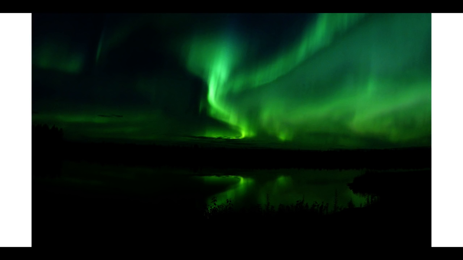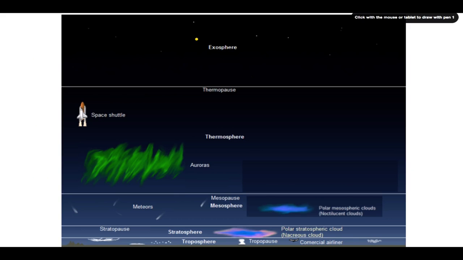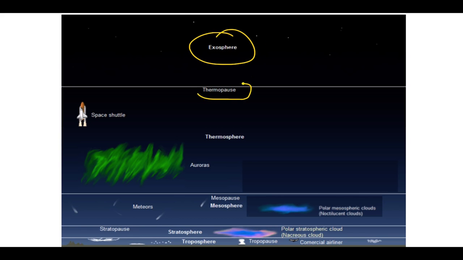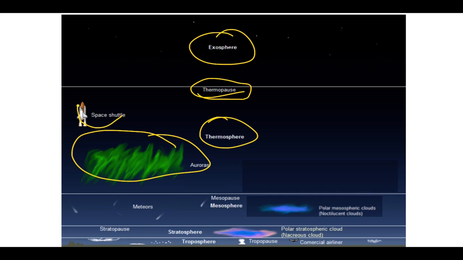So these are the beautiful lights. They are called aurora borealis. They are also called northern lights. Obviously they are also found in the south, where they are called aurora australis. They are found in very high latitudes. This layer is called the exosphere. So you can see the emptiness of space. Thermopause is this layer. This is the thermosphere, where you have auroras, and space shuttles are also seen here, which go and finally revolve in the exosphere. International Space Station is located here.